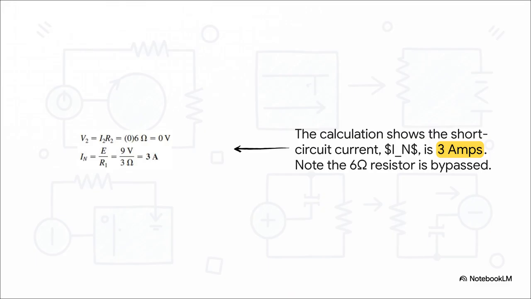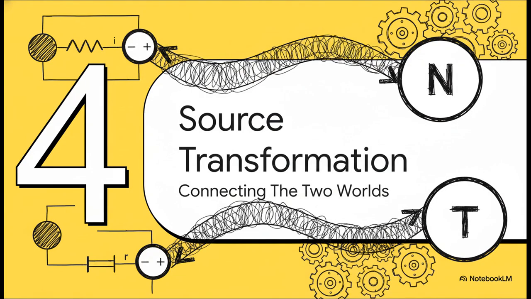Current is lazy, right? It's always going to take the path of least resistance. And you can't get less resistance than a short circuit. So all the current just zips through the 3 ohm resistor and right through our short. Using a little Ohm's law, 9 volts divided by 3 ohms gives us a short circuit current, or IN, of 3 amps. Boom. Okay, so we have both our pieces. Rn is 2 ohms and IN is 3 amps.